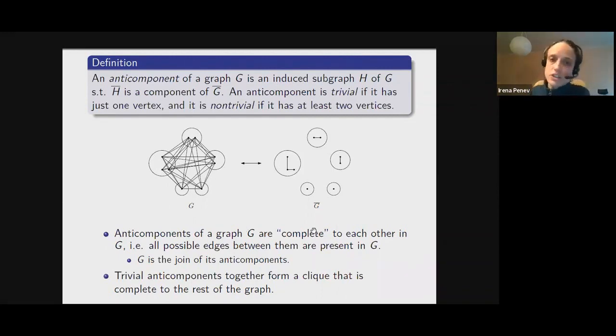You have trivial and non-trivial anti-components. Trivial ones, that's the ones that have only one vertex. So here's a trivial anti-component, another trivial anti-component, and non-trivial, at least two vertices. So these are the non-trivial ones. And notice that if you take all the trivial anti-components together, well, they're complete to each other. So together they will form a clique, and they're complete to everything else. So what you get is a clique that's complete to everything else. So you take the union of all the trivial anti-components, you get a clique complete to the rest of the graph.